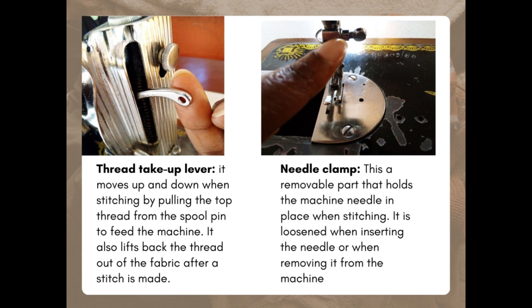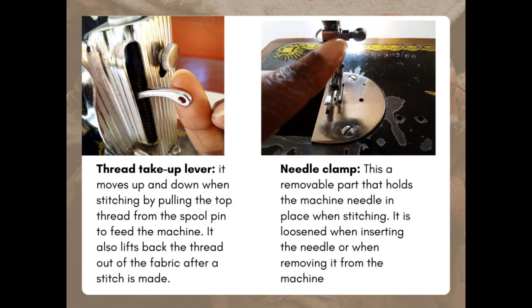The thread take-up lever. This is a lever that moves up and down when the machine is in operation. The upper thread goes through its eyelet, and this is what is pulled by the thread take-up lever. So the thread take-up lever pulls the top thread from the spool pin to feed the machine. It also lifts the thread back out of the fabric after a stitch is made.